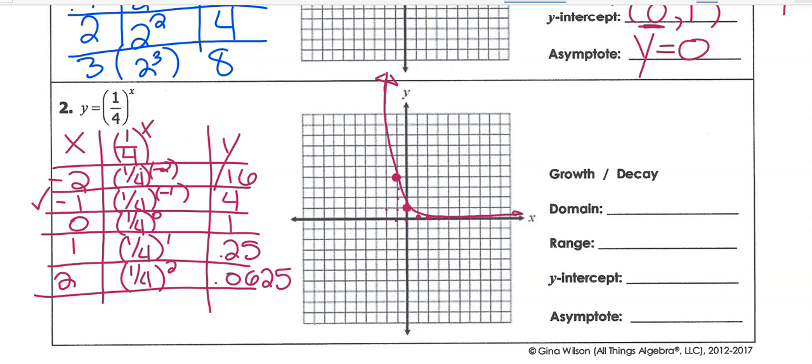Now read this graph from left to right. It starts off really tall and then it goes down. So that's an example of decay. What's the domain of this graph? Well, the domain is the same as above. These graphs go forever left and right, so their domain is all real numbers.